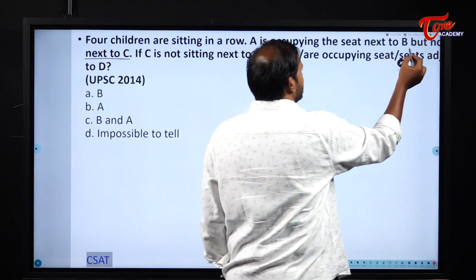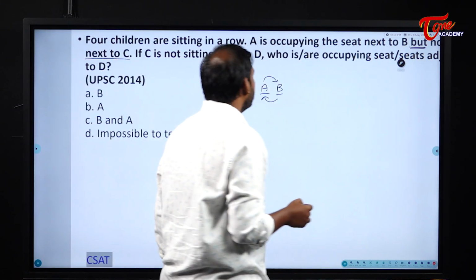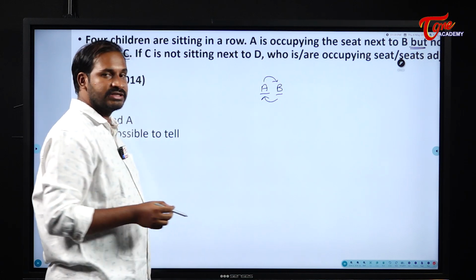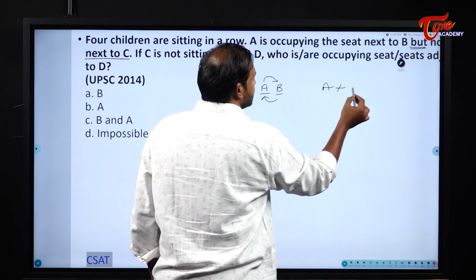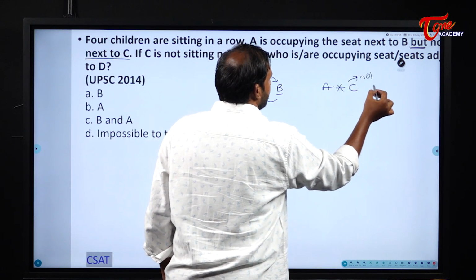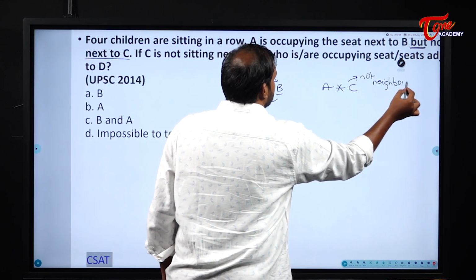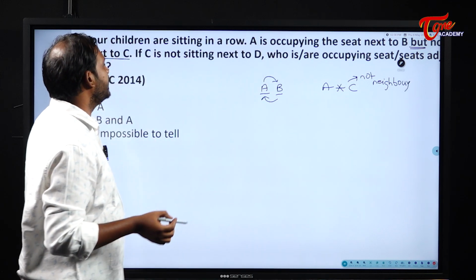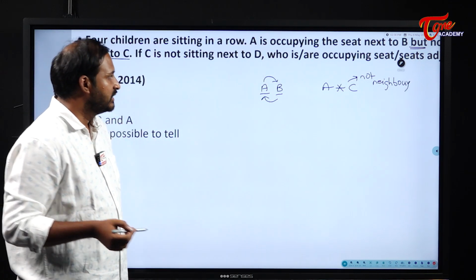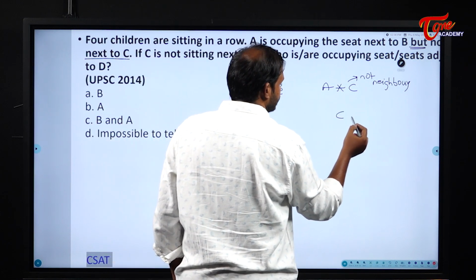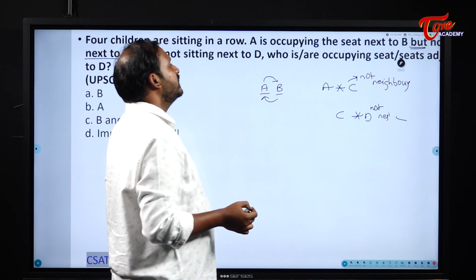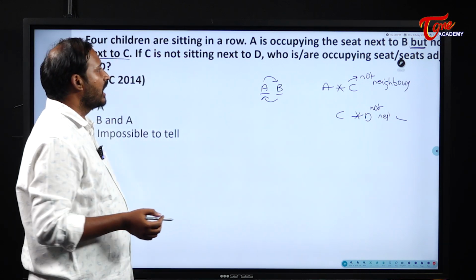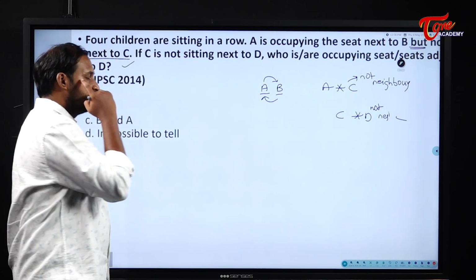Now tell me what is meant by but here. But not next to C means A is not a neighbor with C. A and C are not neighbors. C is also not sitting next to D. Who is or are occupying the seats adjacent to D? Now we need to find.